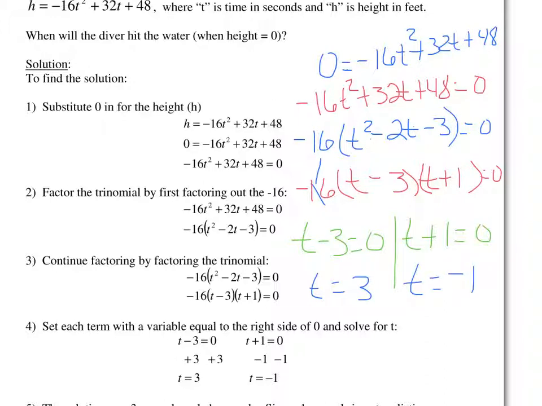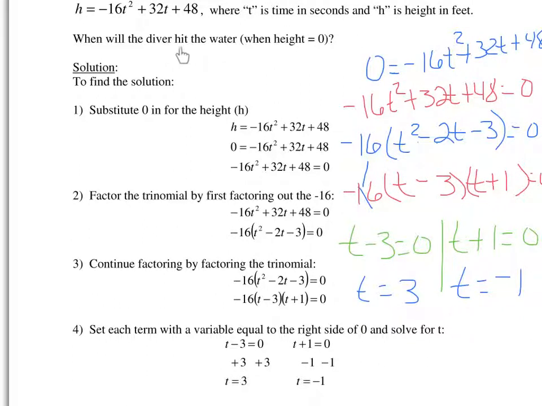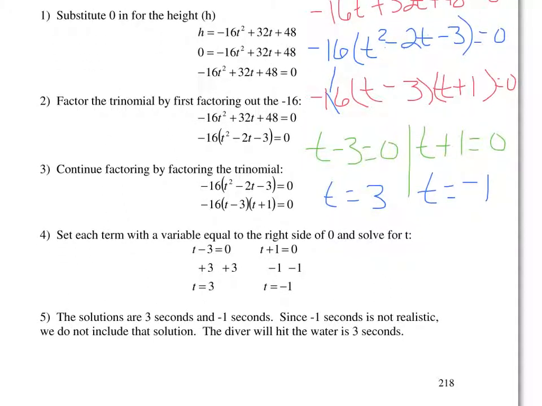Now, in the context of this question, when will the diver hit the water? So this is time in seconds. The diver will hit the water when they've jumped off the cliff after 3 seconds, or after negative 1 second. Well, negative 1 doesn't make sense in the context of this question, because we can't go backwards in time. So this one is going to be discarded, just because a negative when we're talking about time just doesn't make sense. So the diver will hit the water at 3 seconds.